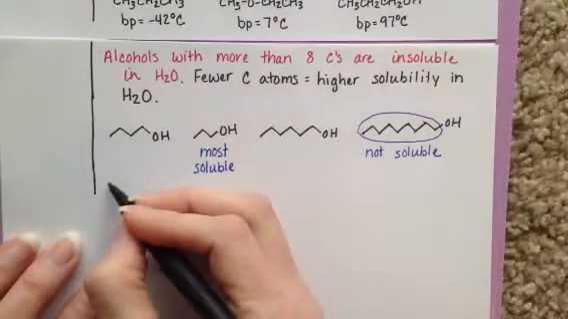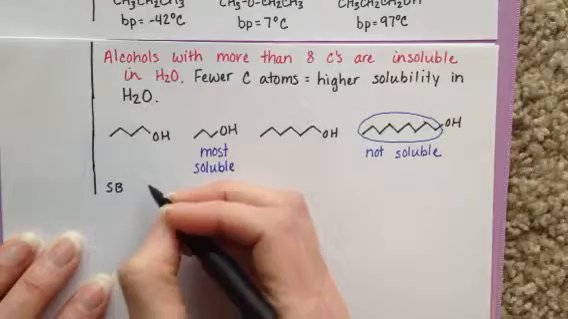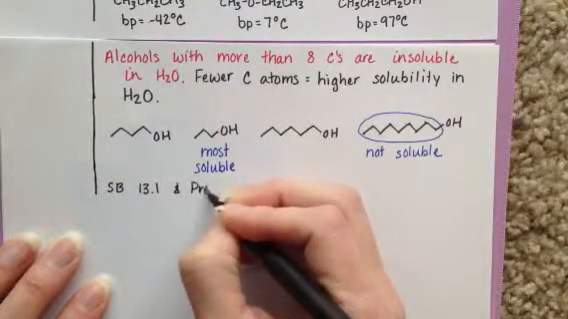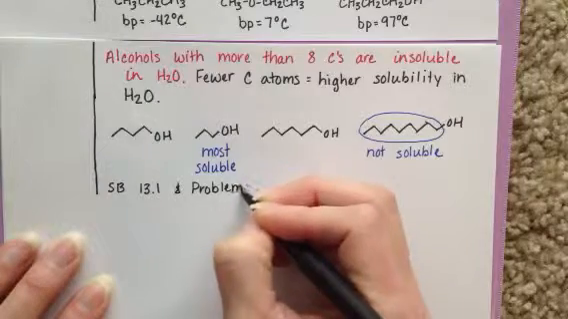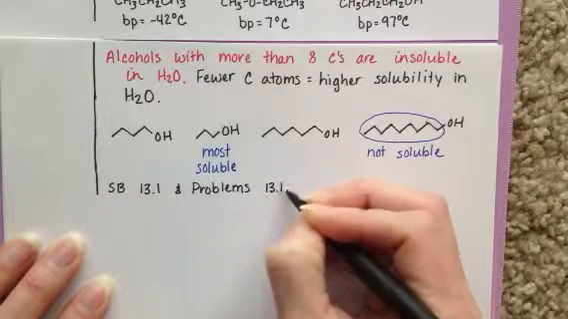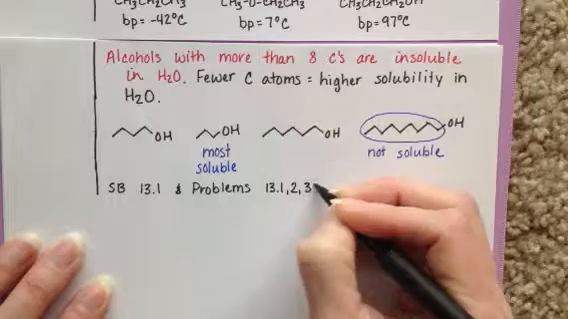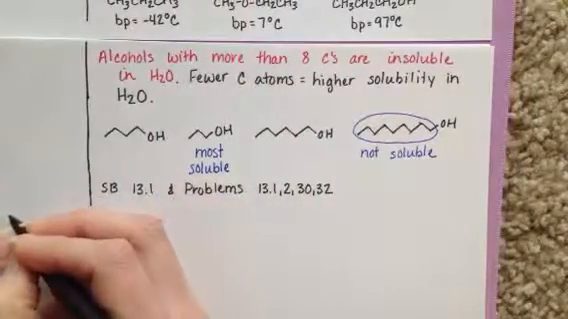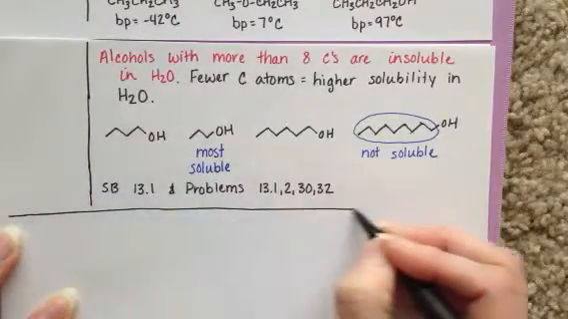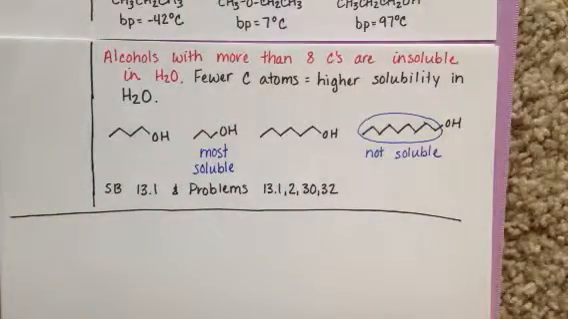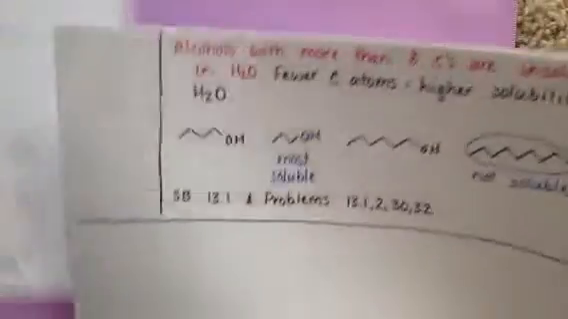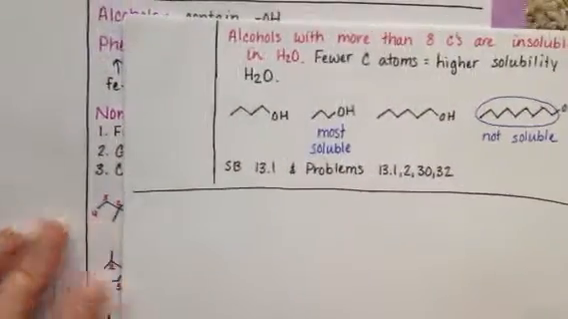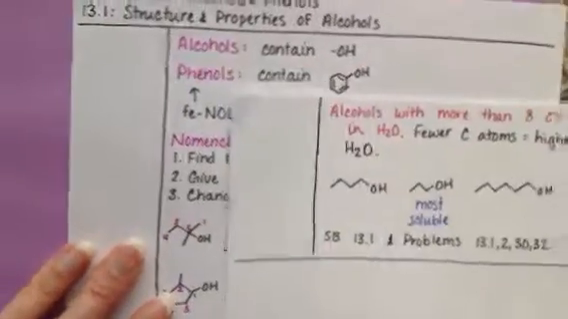So for this section 11.1, you can do Skill Builder 13.1 and problems 13.1, 2, 30, and 32, and they're all on nomenclature, practicing the IUPAC naming and stuff that we did on Friday. In your study questions for this section is, what are alcohols and phenols?